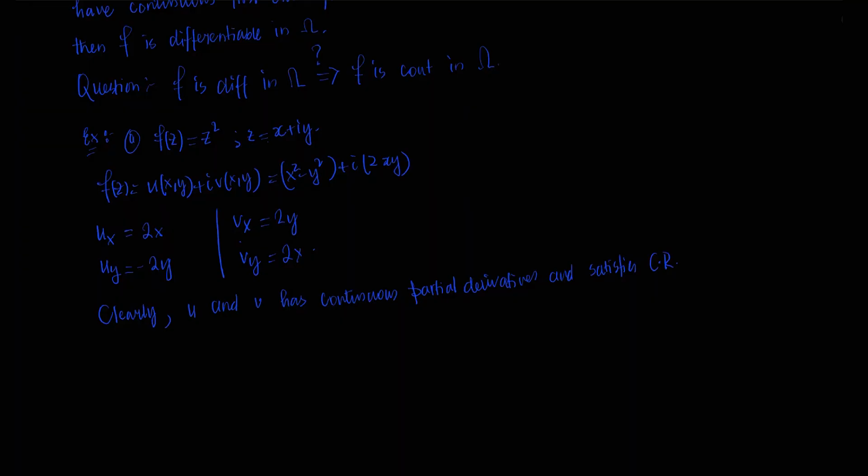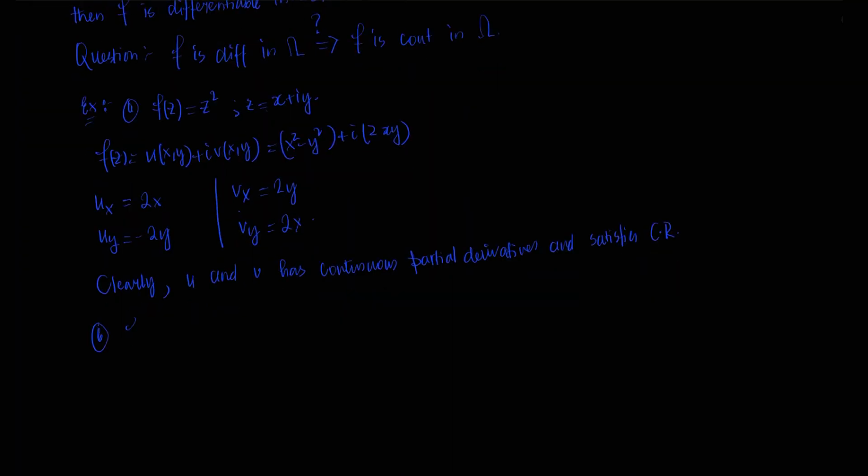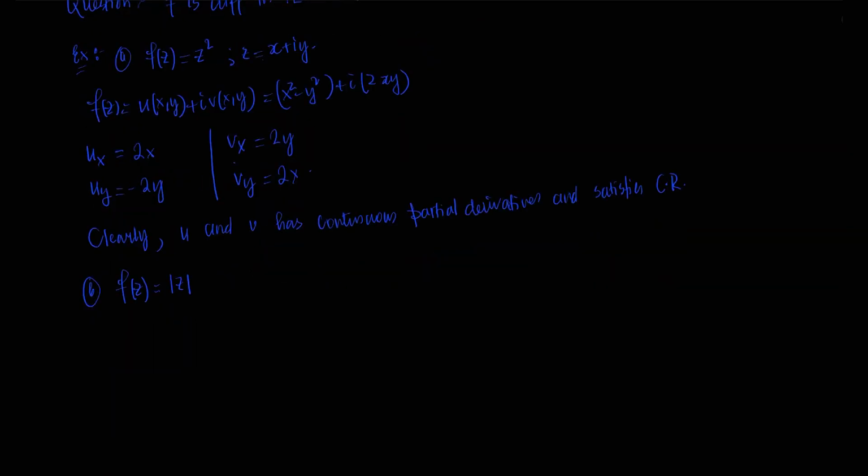Okay, let's look at another example. What is one function which we know is not differentiable? If you remember, what about mod z? Let's look at this function. Is it differentiable? We have already seen in the last video it is not differentiable. So z is x plus iy. In the last video, I did it for x square, but you can just write it as mod z also, absolutely no issue. So let's write it as mod z square. Let's do this.